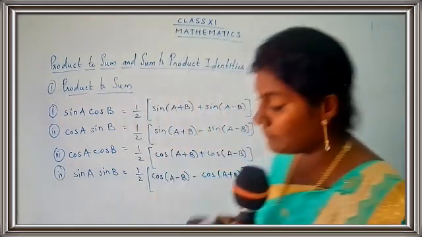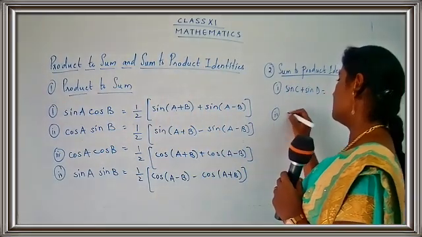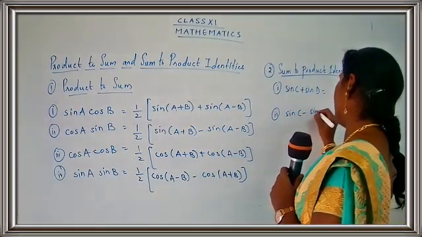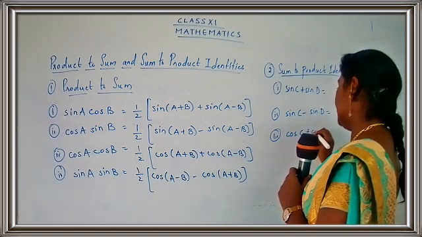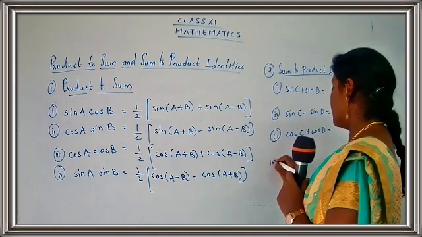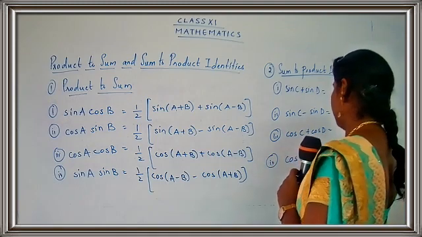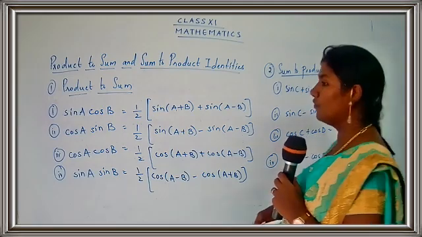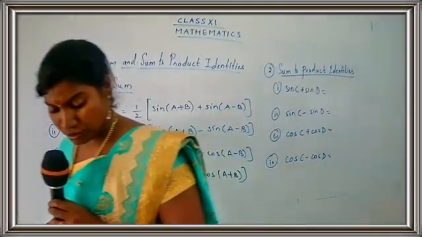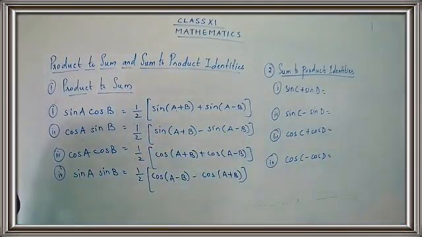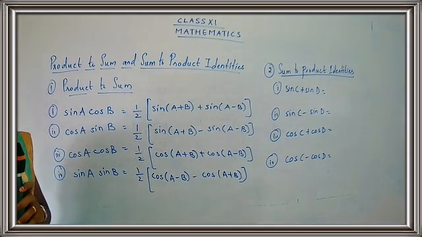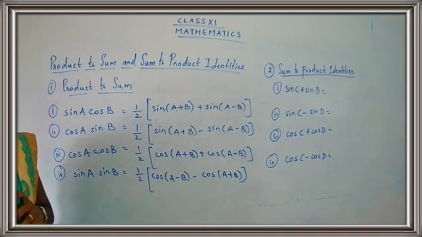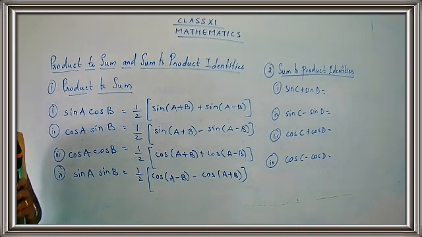You have sin C minus sin D. Then we have cos C plus cos D. And then we have cos C minus cos D. So these are the 4 sum to product: sin C plus sin D, sin C minus sin D, cos C plus cos D, cos C minus cos D. So let us write down the answers for this. So let's come to the first one.